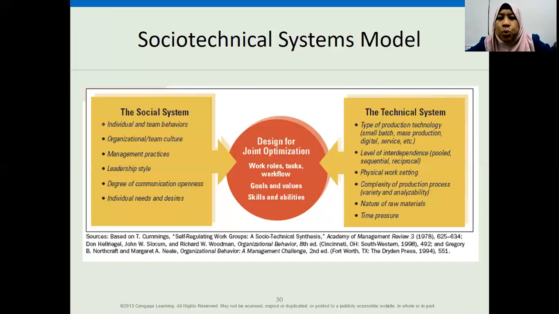Technical is more on production technology type, level of interdependence, physical work setting, complexity, nature of the raw materials, and also time pressure. Whereas the social system is more on individual and team behavior, organization, team culture, management practices, leadership style, degree of communication openness, and individual need and desire. So this is the socio-technical system model.